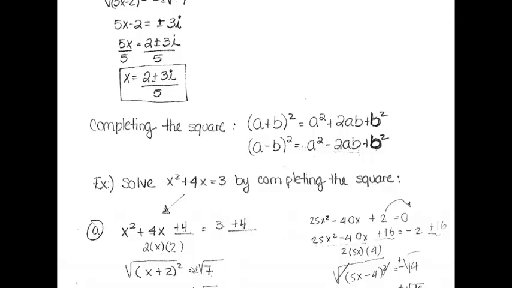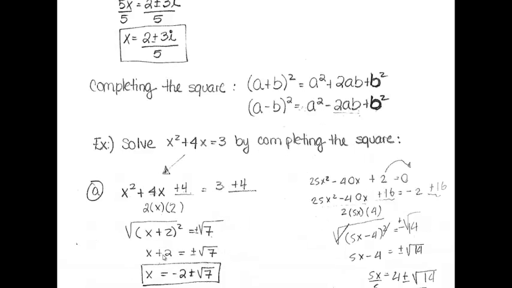And my goal is to get the x alone, so what I'm going to do is take the square root of both sides, and this becomes x plus 2, and here I get positive negative square root of 7. And then all I have to do is move the 2 to the other side, and that's my final answer right there.